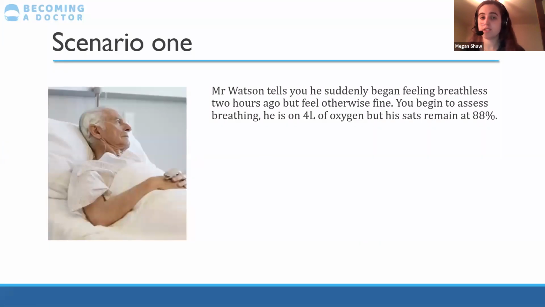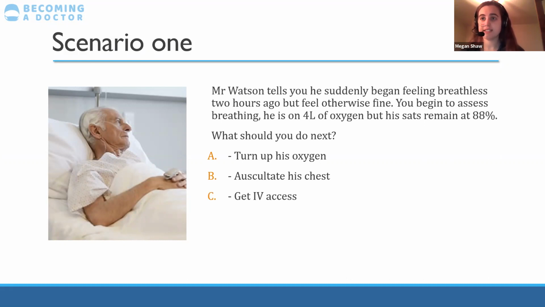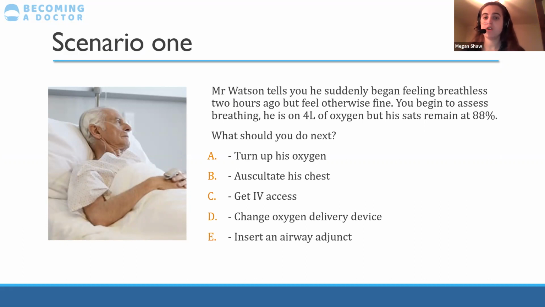Same patient, Mr. Watson tells you he suddenly began feeling breathless 2 hours ago, but other than that, he's feeling fine. You begin to assess his breathing. So he's on 4 litres of oxygen, but his sats are remaining at 88%. What are you going to do next? Turn up his oxygen, auscultate his chest, get IV access, change the oxygen delivery device, or insert an airway adjunct. So for 20 seconds, what are you going to do now? So 5 seconds more.